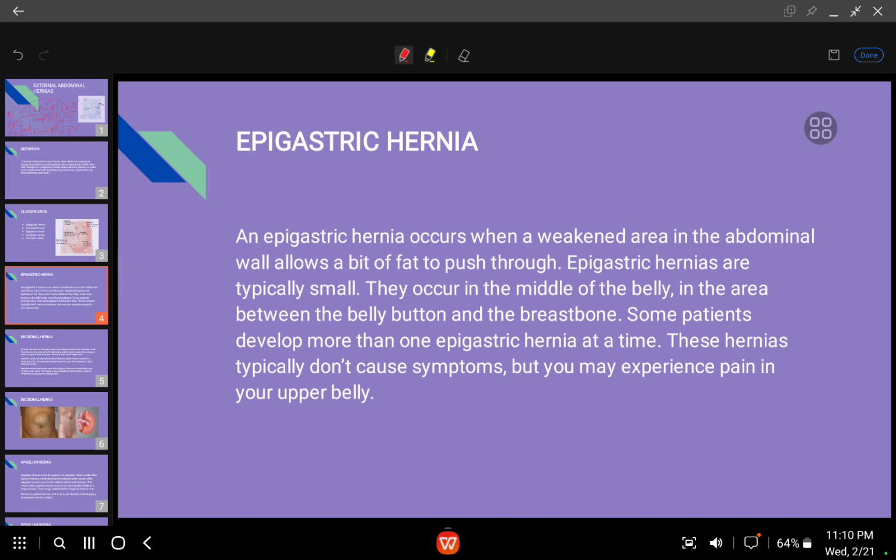So epigastric hernia occurs when a weakened area in the abdominal wall allows a bit of fat to push through. Epigastric hernias are typically small. They occur in the middle of the belly, in the area between the belly button and the breastbone. Some patients develop more than one epigastric hernia at a time. These hernias typically don't cause symptoms but may cause pain in the upper belly.